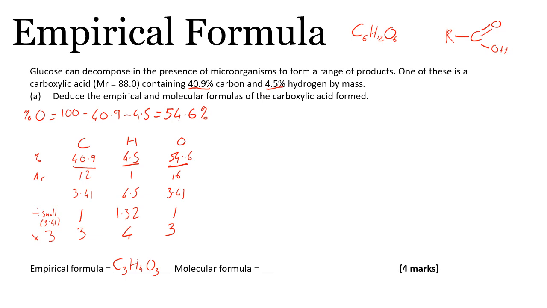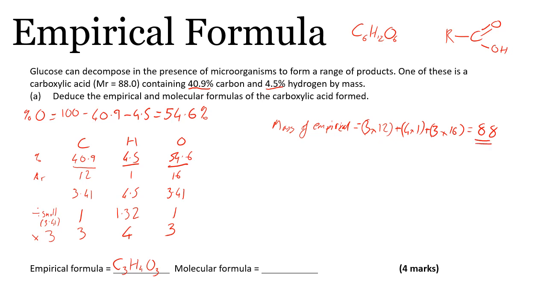Now we need to work out the molecular formula. To do that, work out the mass of the empirical formula. So that's going to be 3 times 12 plus 4 times 1. It's got 4 hydrogens plus 3 times 16. Add that all together and it equals 88.